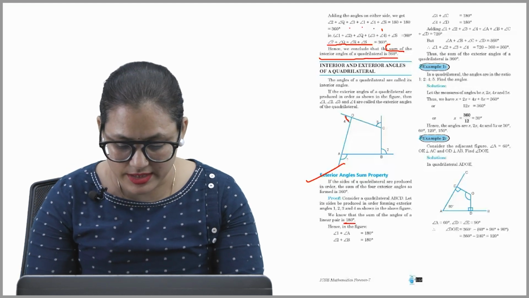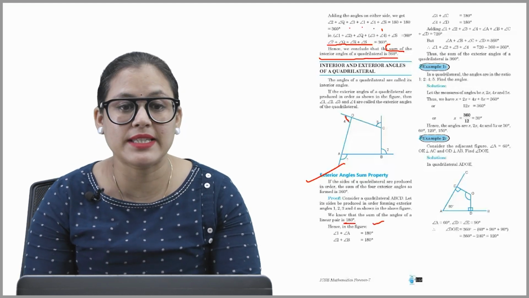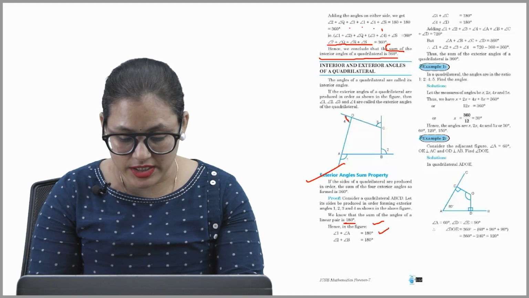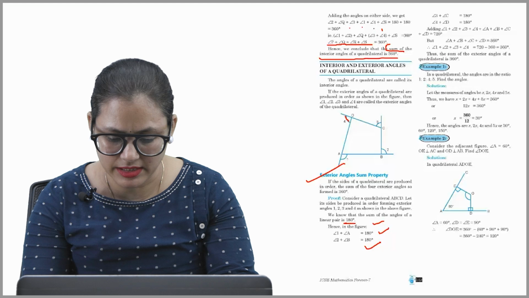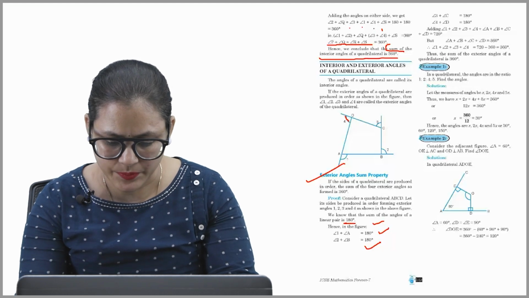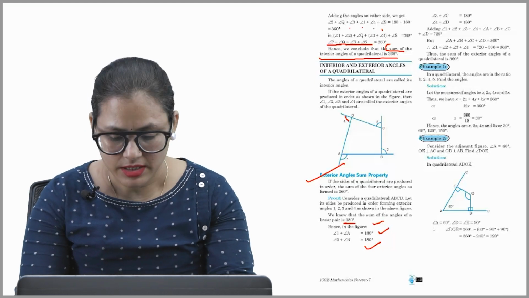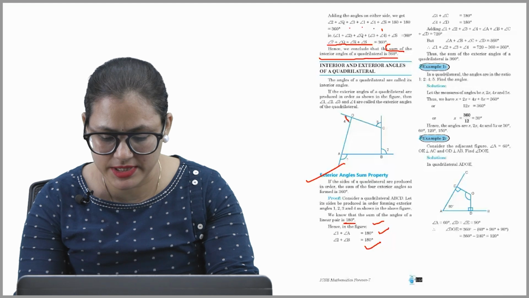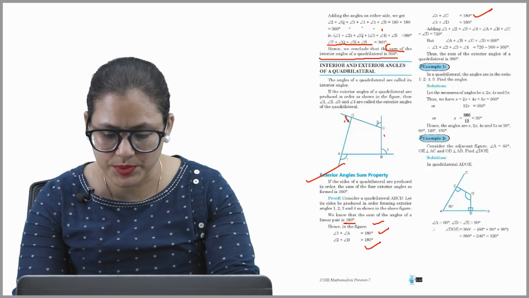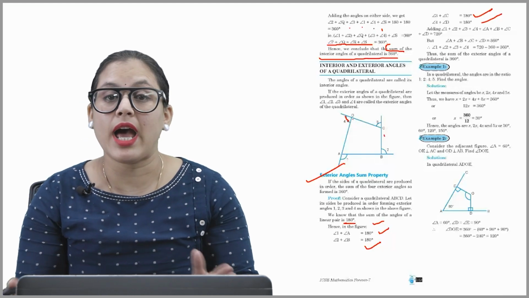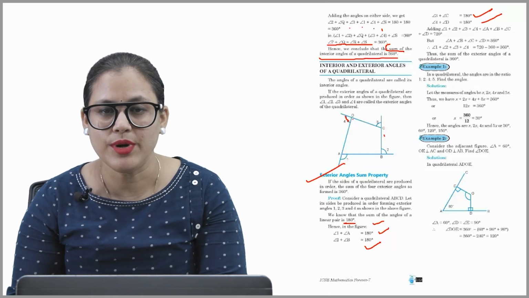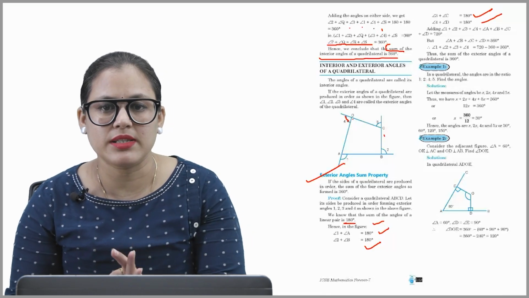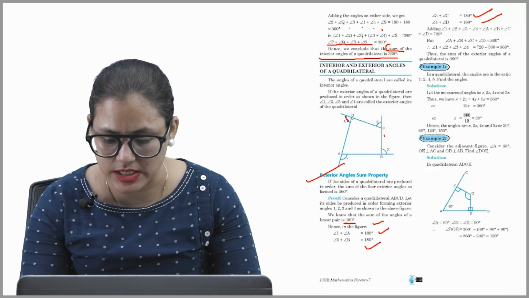180 degrees. So hence in the figure, angle 1 plus angle A is equal to 180 degrees, angle 2 plus angle B is 180 degrees. Similarly, angle 3 plus angle C is equal to 180, angle 4 plus angle D is equal to 180. And on adding these, that is angle 1, angle 2, angle 3, angle 4 plus angle A plus angle B plus angle C plus angle D, we get 720.